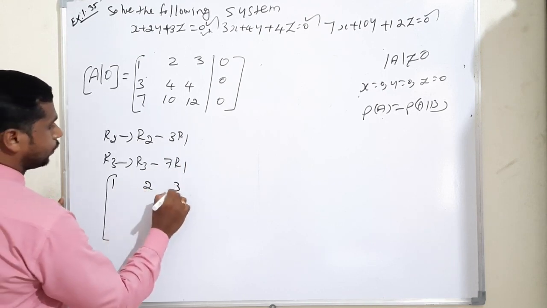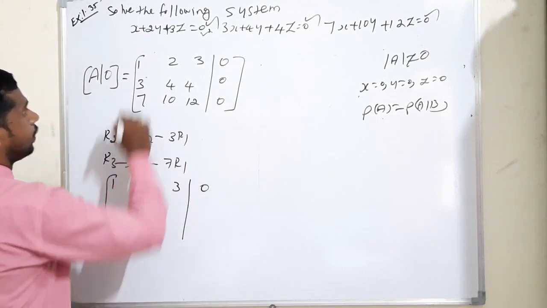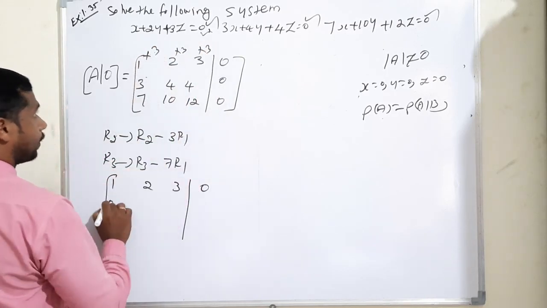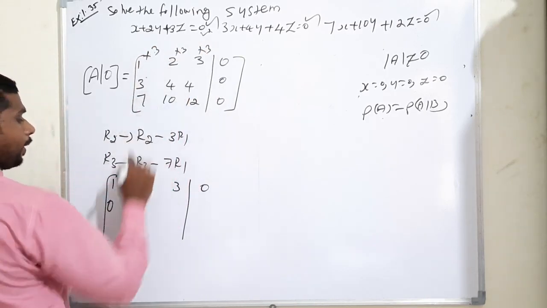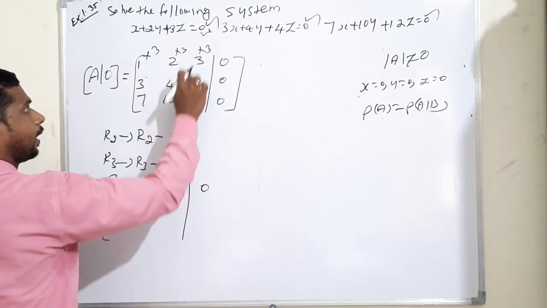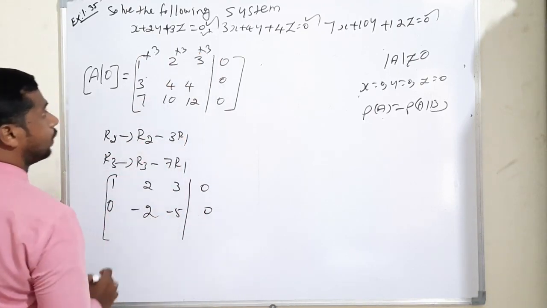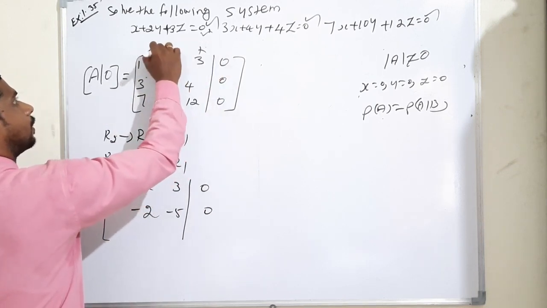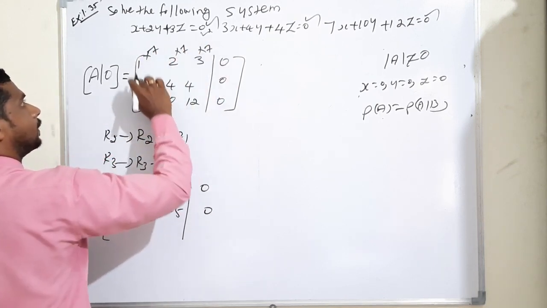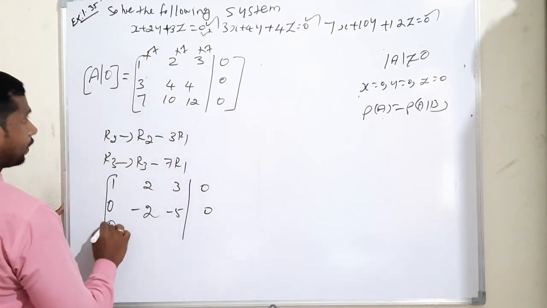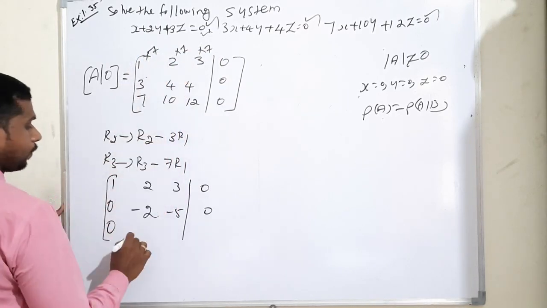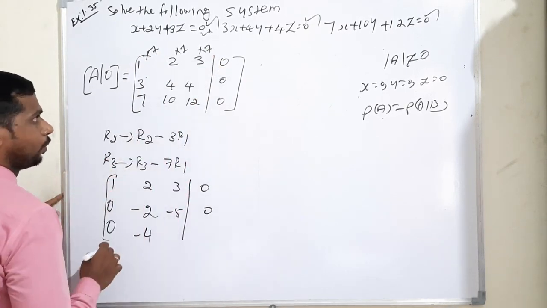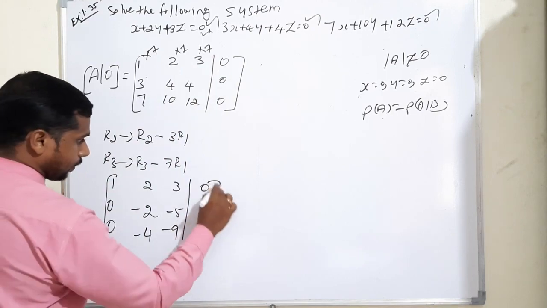R1 is 1, 2, 3, 0. Each and every time we multiply by 3, isn't it? So 3 minus 3 is 0. 2 into 3 is 6, 4 minus 6 is minus 2. 3 threes are 9, 4 minus 9 is minus 5, and 0. Next, multiplying by 7: 1 into 7 is 7, 7 minus 7 is 0. 2 sevens are 14, 10 minus 14 is minus 4. Next, 3 sevens are 21, 12 minus 21 is minus 9, and 0.